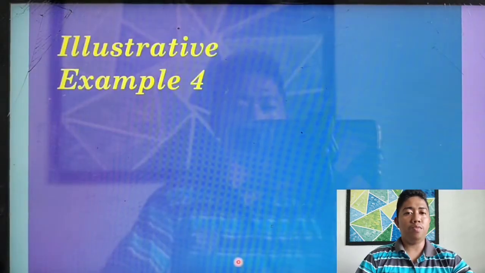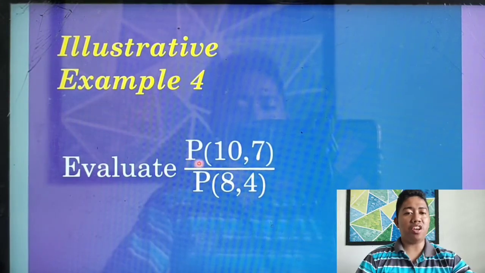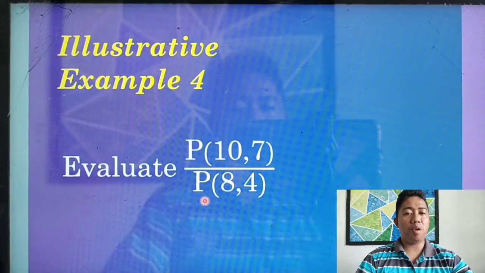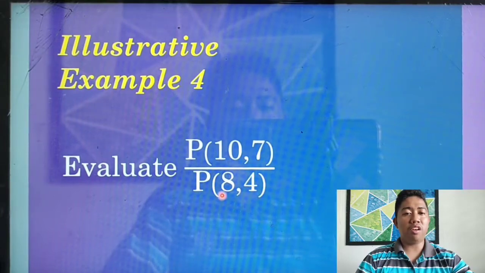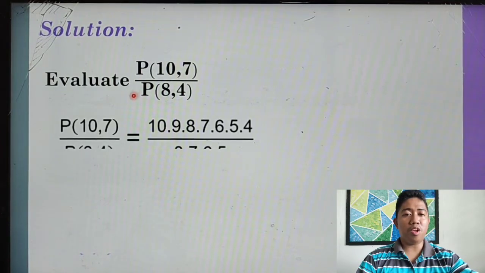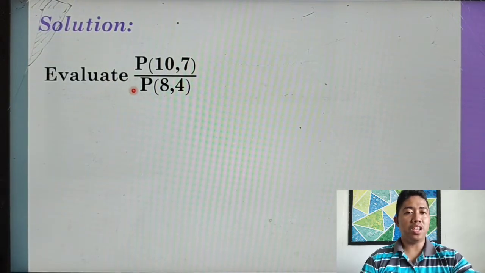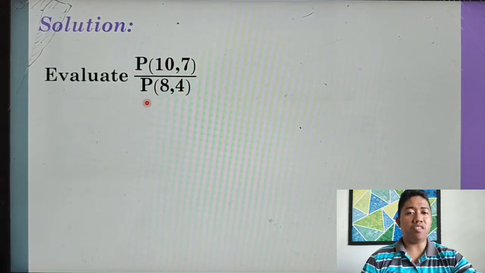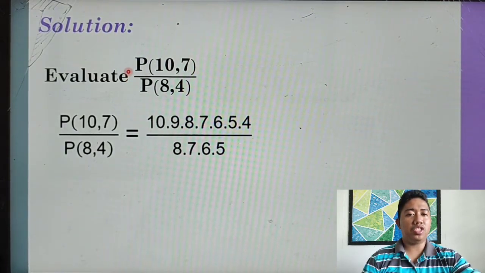Okay? So let's move on to our next illustrative example. How will you evaluate the permutation of 10 taken 7 at a time all over permutation of 8 taken 4 at a time? So to evaluate this, the quotient of 2 permutations, here is the solution. To evaluate this kind of rational permutation expression, the first step to do is to expand each of the permutations, both numerator and denominator, by its factors.